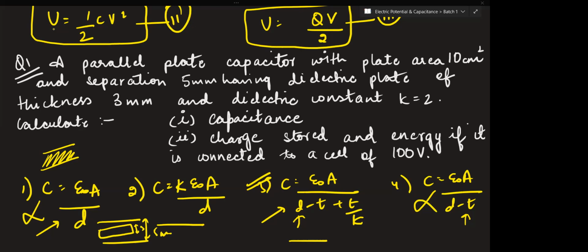Yes, that is right, Fahad. But you have to not only write this, plus T by K is also there, and K's value is given as 2. And don't just write 5 minus 3. It will be into 10 to the power minus 3 as well. Millimeter is there, no? Milli you have to convert.